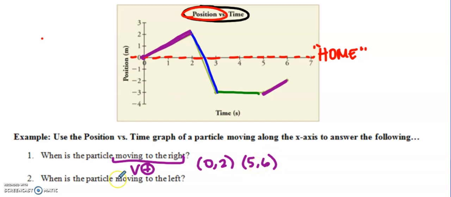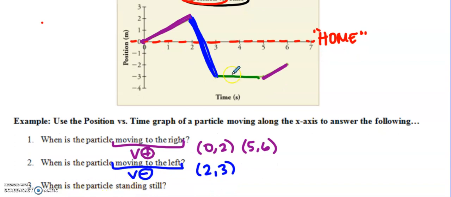When is the particle moving to the left? Well, by definition, a particle moves to the left when the velocity is negative. How do we see velocity in a position graph? We're looking at the slope. Where do I have negative slopes? That's going to be between 2 and 3.